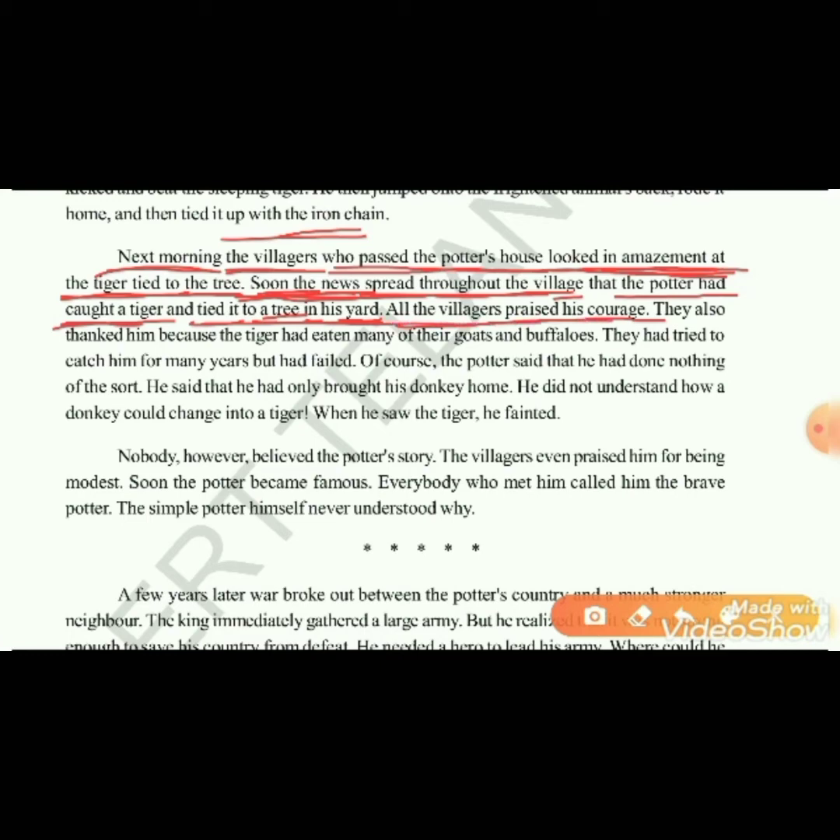The children, all the villagers were very, very happy, dear children, because the tiger killed their goats, buffaloes, and everything. That's why they thanked the poor potter, the brave potter, I would say. They were all praising him, thanking him, and so on. And they were also very much surprised to find such a big animal was caught and tied to a tree.